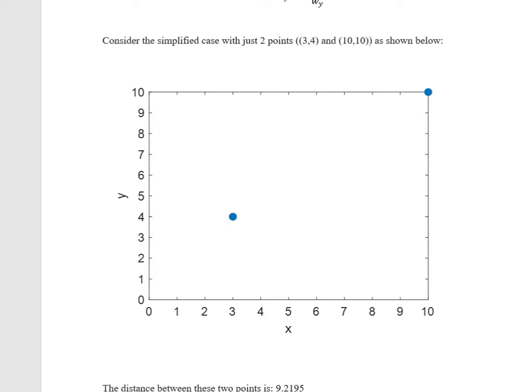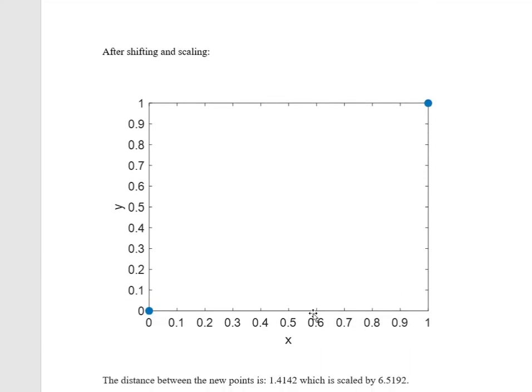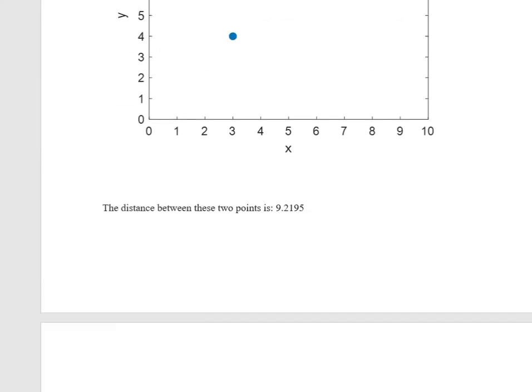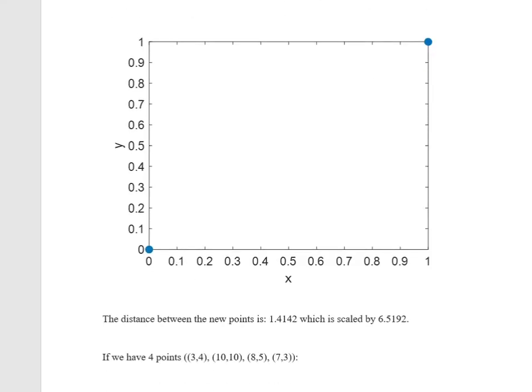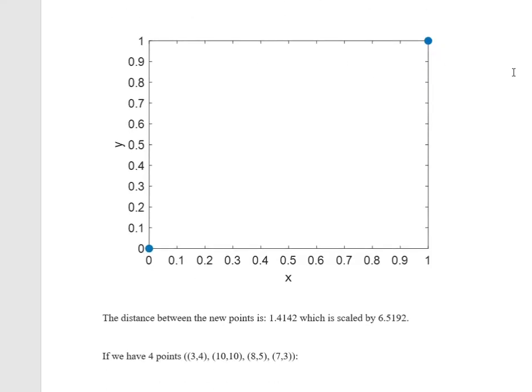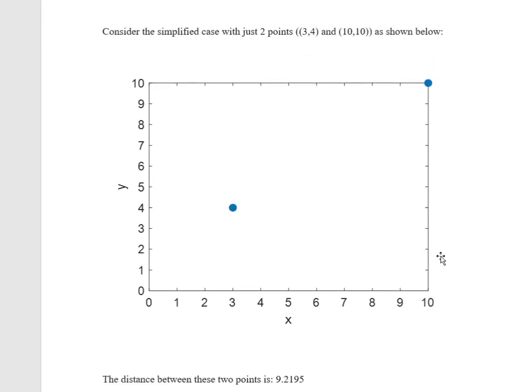So after shifting and scaling them down, you have these two new points: 0 and 0, 1 and 1. 0 and 0 represents 3 and 4 from the previous, original system, and 1 and 1 in the new system represents your previous point, which was at 10 and 10.